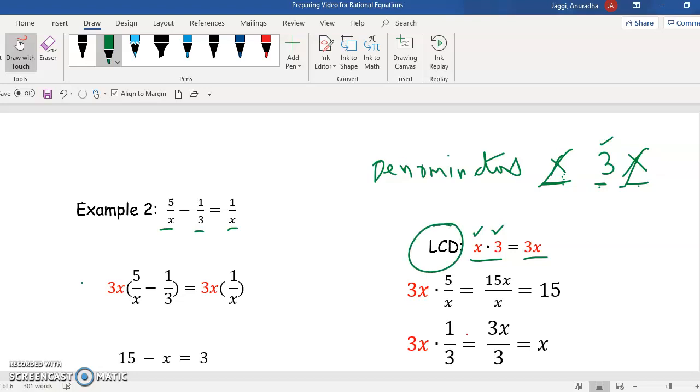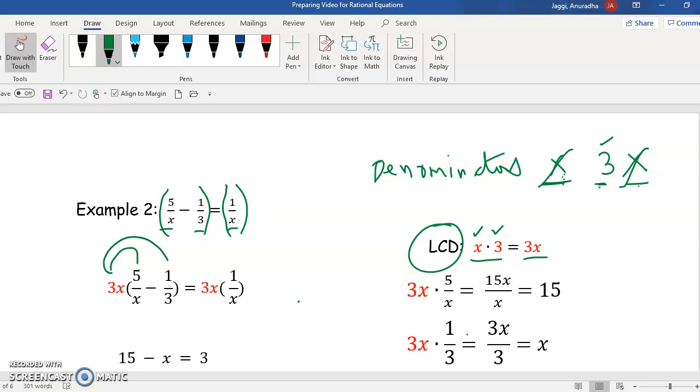What was the next step? Next step was to actually, there's a mini step in between, to put parentheses across your left hand side and the right hand side of the equation, and then multiply it with the least common denominator, that was 3x, on both sides. Now, wherever there are 2 terms, you need to multiply, distribute this LCD over both those terms.